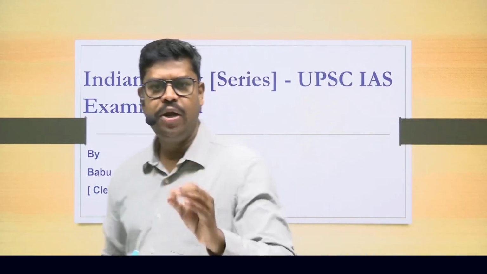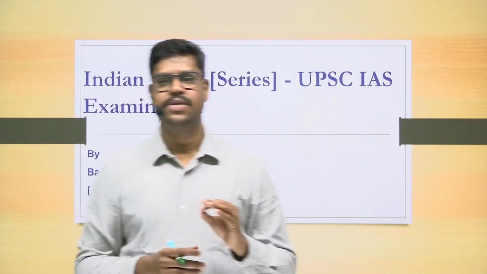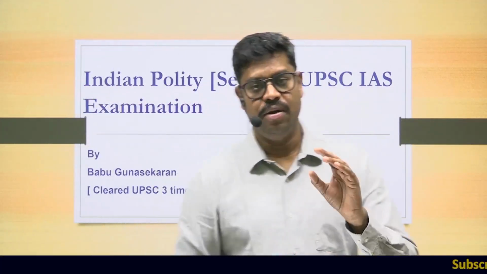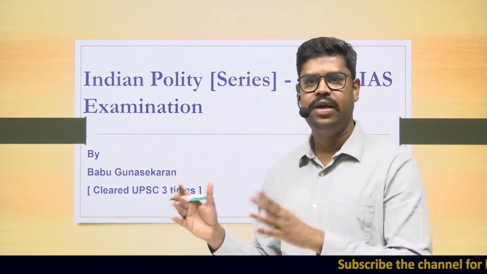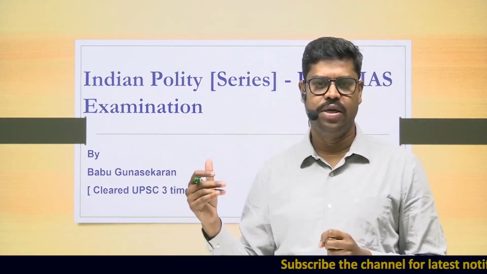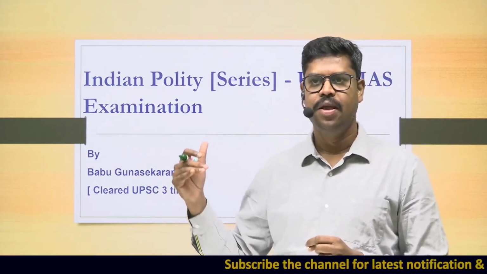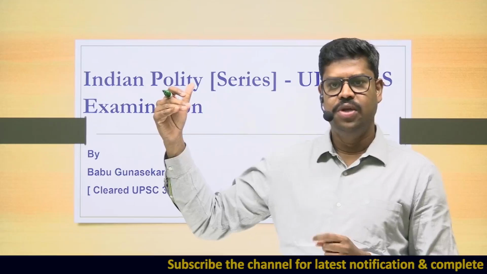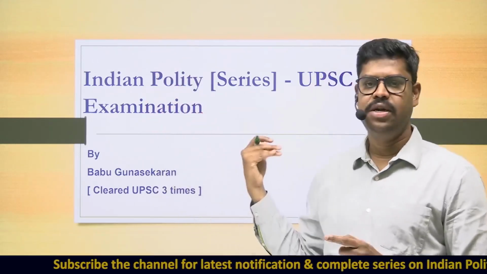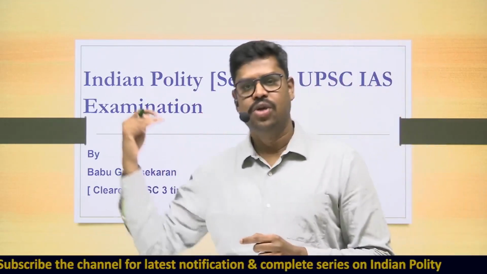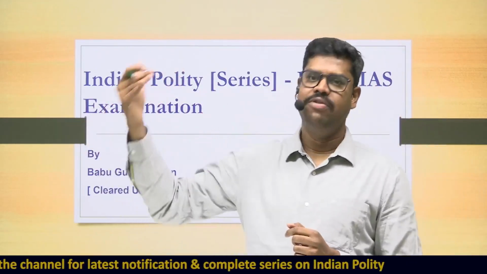Now we are moving into the next important powers, but not with regard to the president, but with regard to the vice president. So now we are moving to the next part of the union executive, that is the vice president. Because already we have understood that the union executive is comprised of the president, the vice president, the prime minister, and the council of ministers. So now let us try to understand about the vice president.